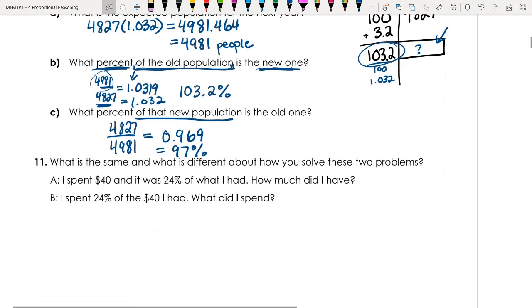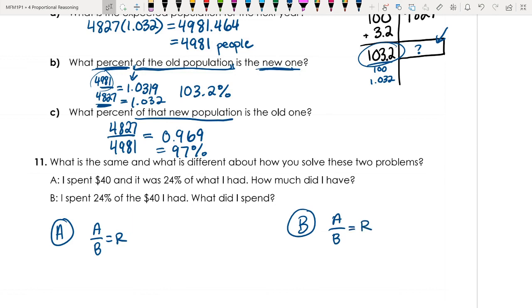Question number 11, it says what is the same and what is different about how you solve these two problems. And so let's do question A here, let's do question B over here, and let's set it up as amount, base, rate. Okay, this is a good habit. If you can set this up and then fill in what you know, then you can begin to figure out what calculations you need to do.